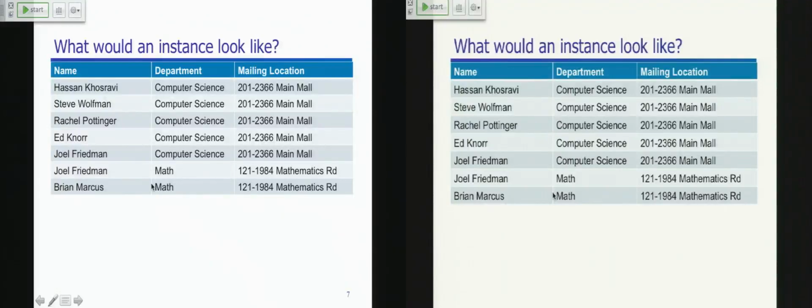This could be an instance that might go with that schema. So that's me. I'm in the computer science department, and my mailing location is where the front office is. So it's going to be 201-236-6 Maple.